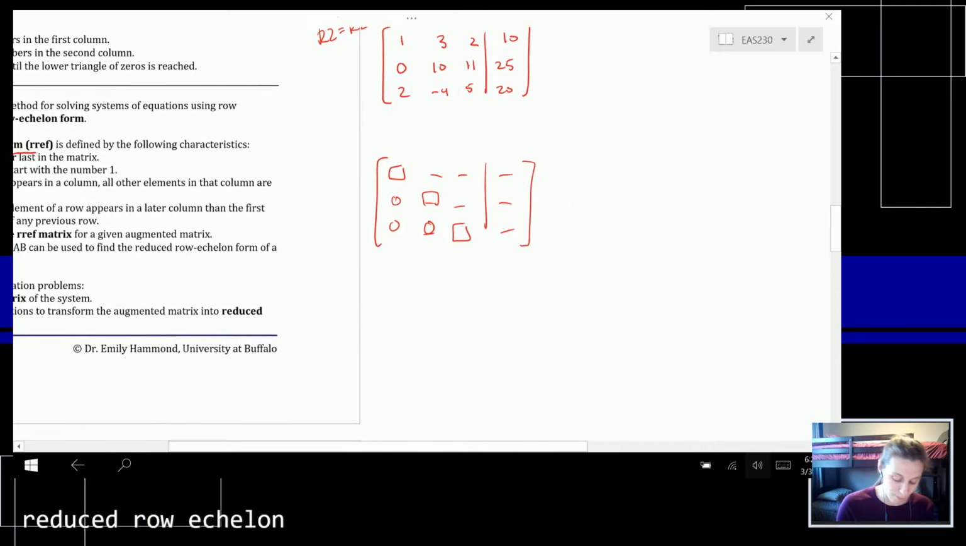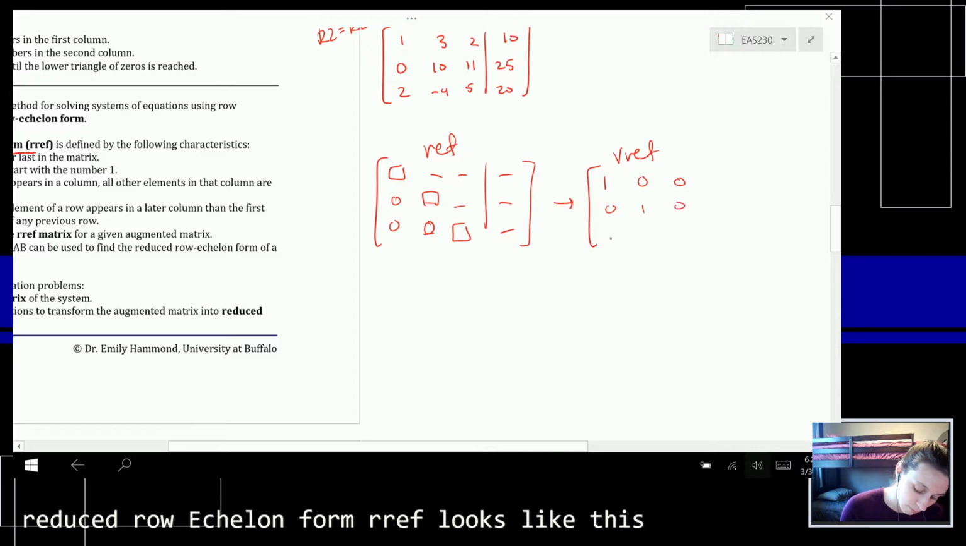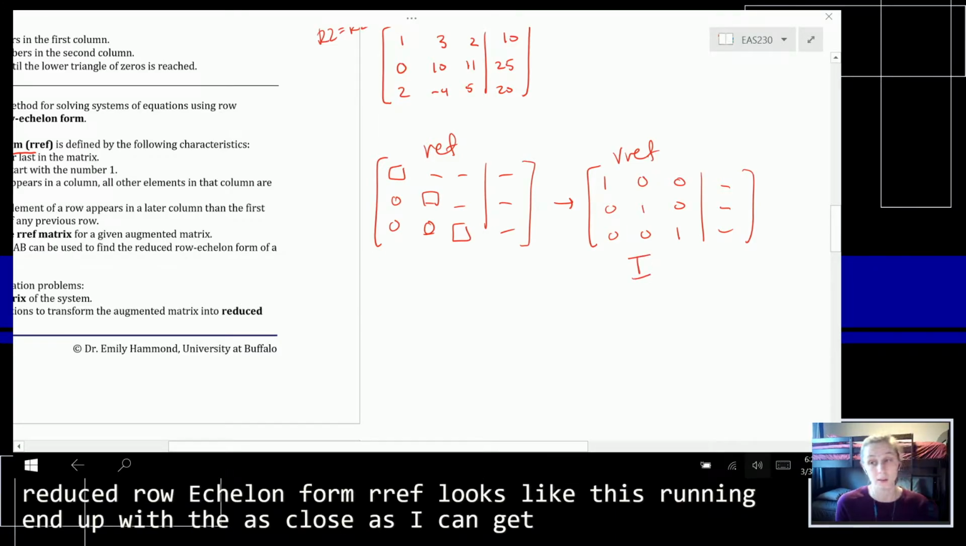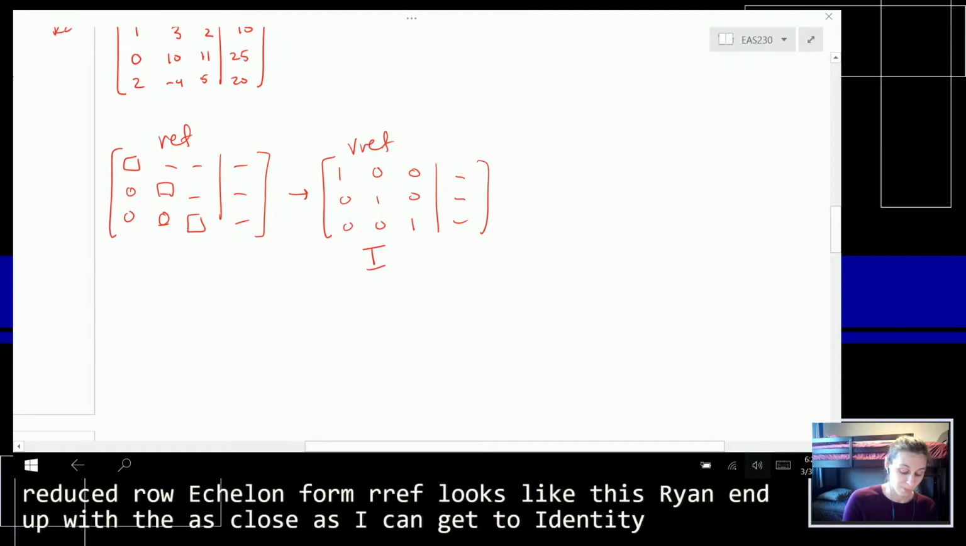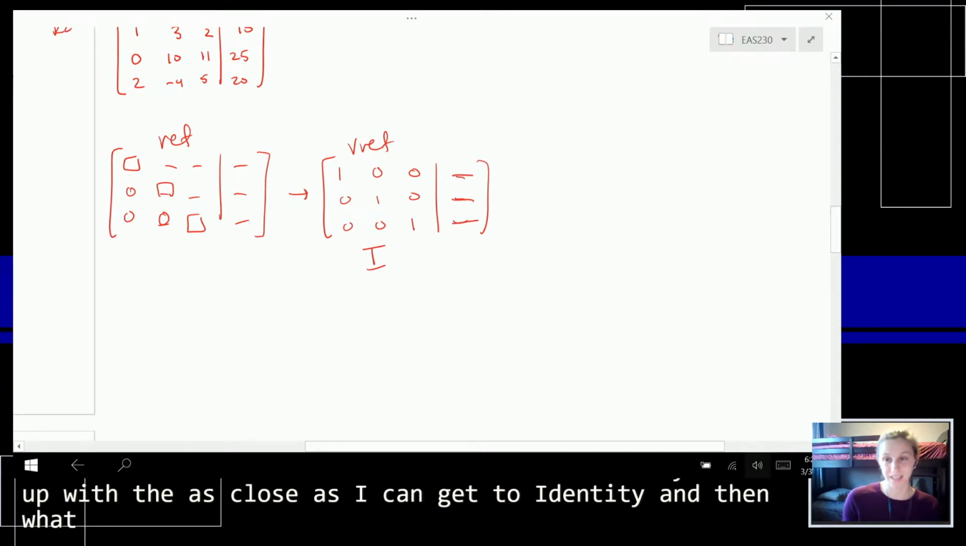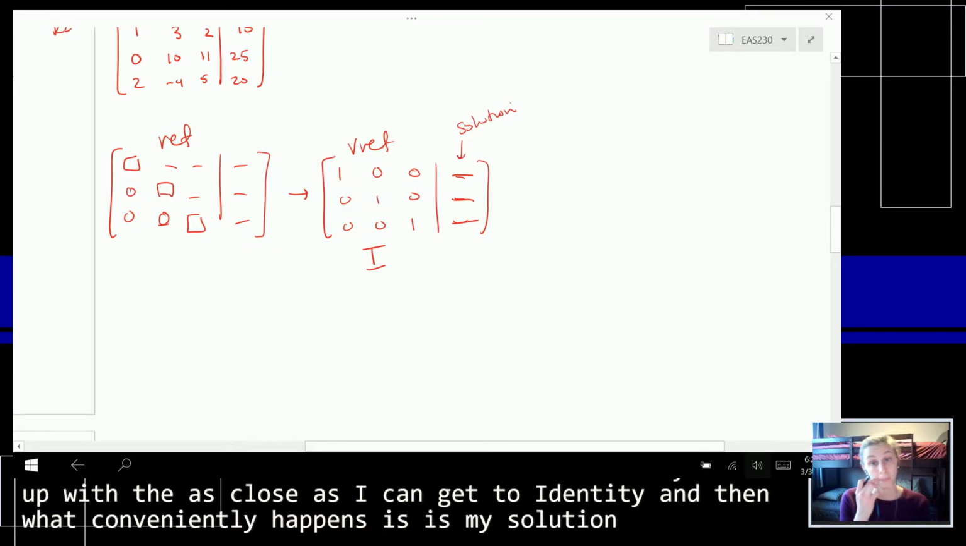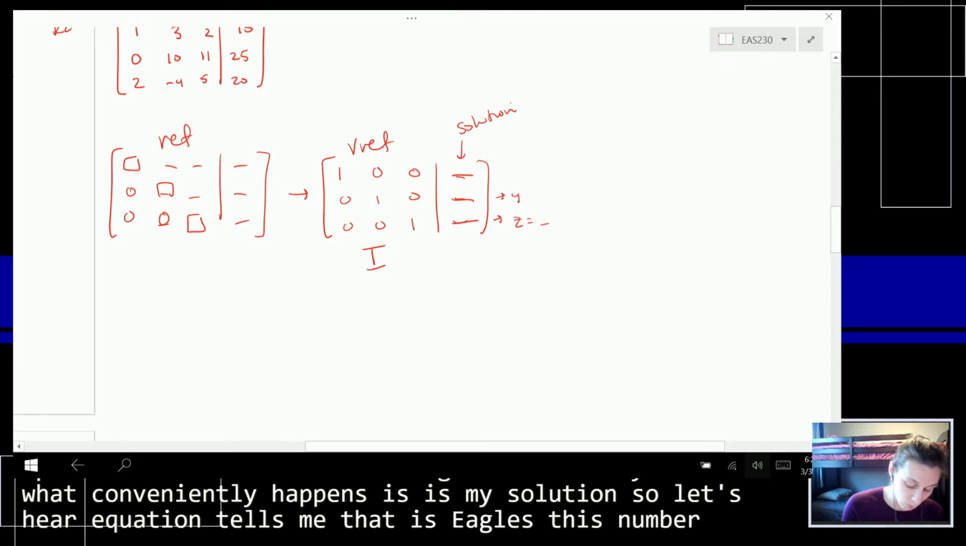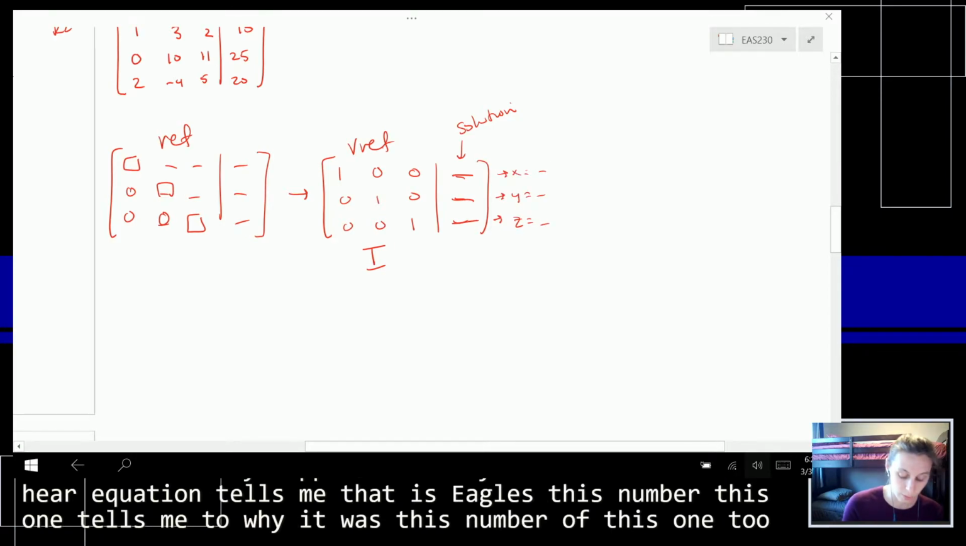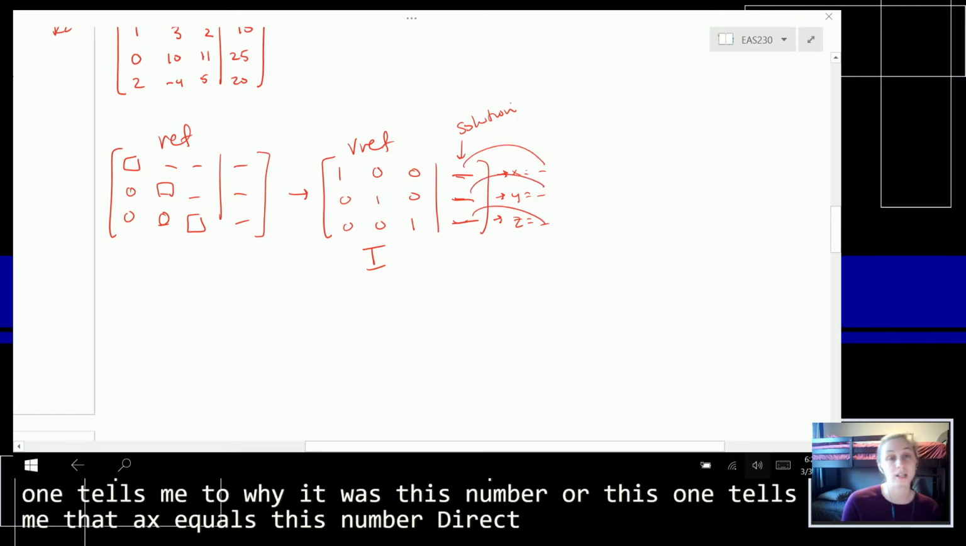Reduced row echelon form, RREF, looks like this, where I end up with as close as I can get to identity. And then what conveniently happens is this is my solution. So this equation tells me that z equals this number. This one tells me that y equals this number. This one tells me that x equals this number. Directly translates to my solution.